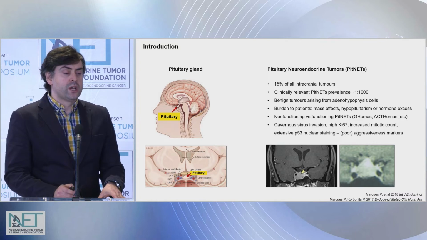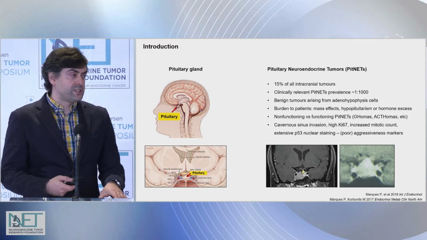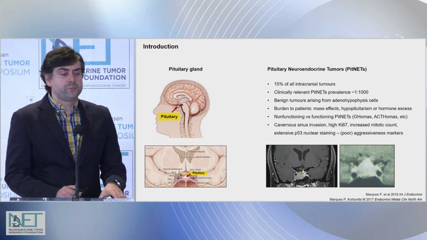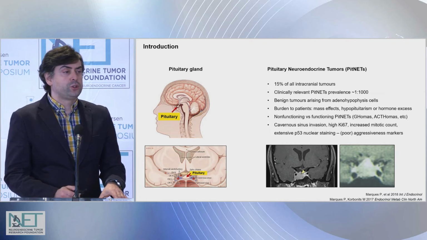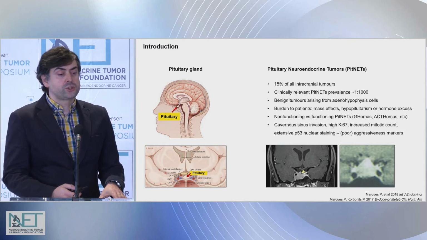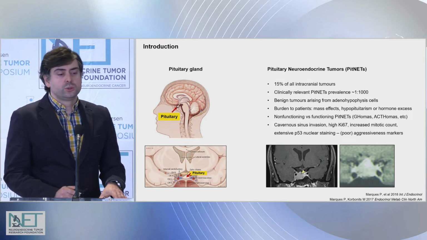The pituitary endocrine tumors are actually relatively common. They correspond to about 15% of all intracranial tumors, although the clinically relevant PIT-NETs prevalence is about 1 in 1,000 people. These are benign tumors, but they create a huge burden to patients due to mass effects. For example, they can compress the optic chiasm, leading to visual impairment or blindness, as well as hypopituitarism, meaning loss and deficiency of the pituitary hormones, leading to huge hormonal issues for patients, as well as hormone excess in the case of functioning tumors that hypersecrete, for example, growth hormone, leading to acromegaly, or ACTH leading to Cushing syndrome, which are conditions that bring huge problems to patients, including cardiovascular morbidity and mortality.